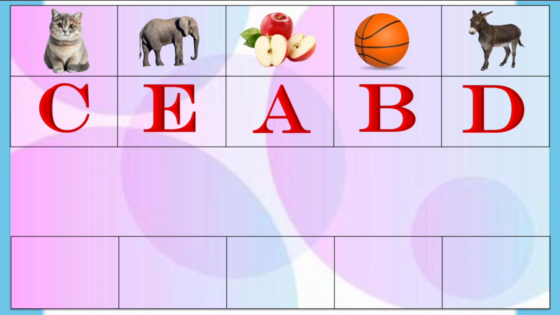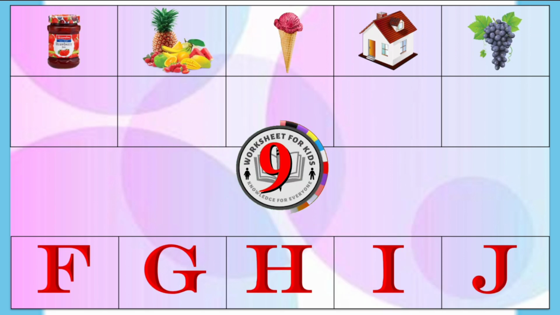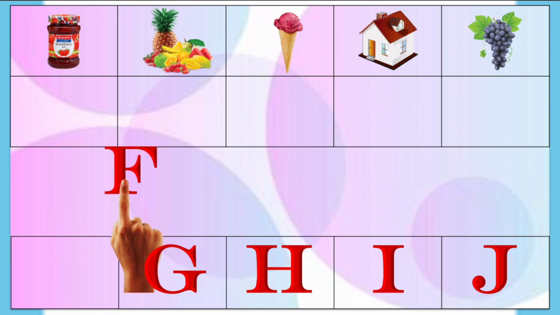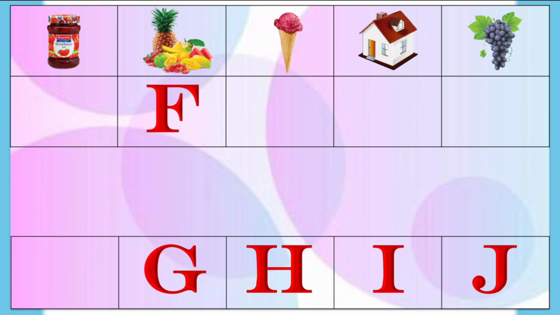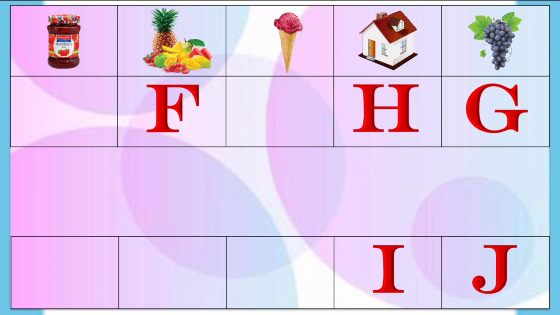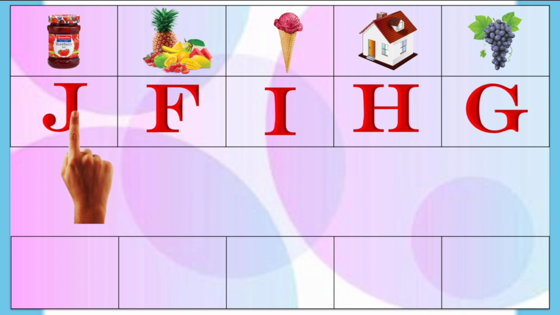E for elephant. 10, 9, 8, 7, 6, 5, 4, 3, 2, 1, 0. F for fruits. G for grapes. H for house. I for ice cream. J for jam.